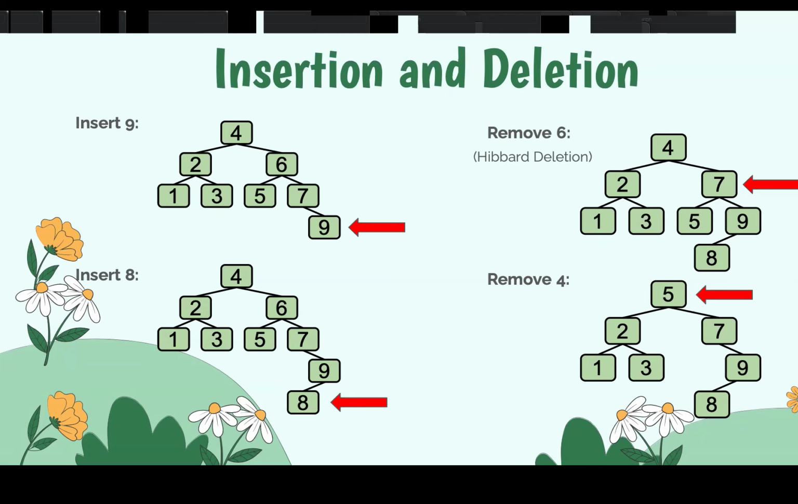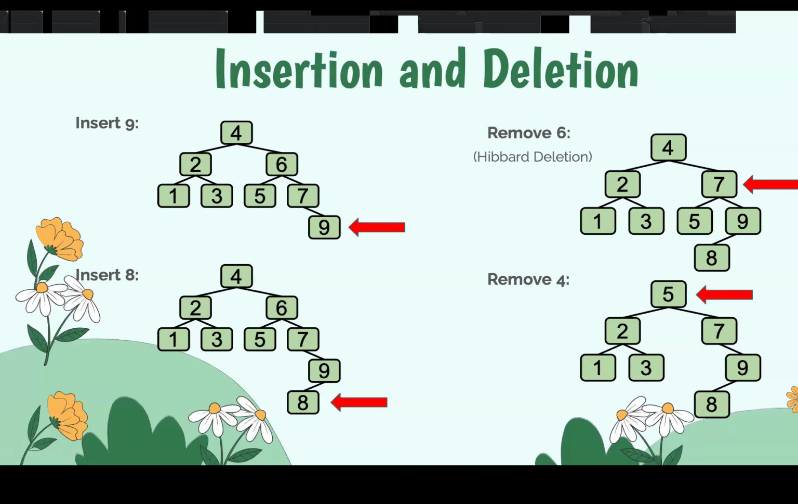Now we remove 4. So they remove 4 and, similarly, place 5 up there. And notice that, again, BST properties are still maintained. Any questions? So for this particular form, you would either take the smallest element of the right subtree or the largest element of the left subtree. This is Hibbard deletion. Hug has a good video about Hibbard deletion.